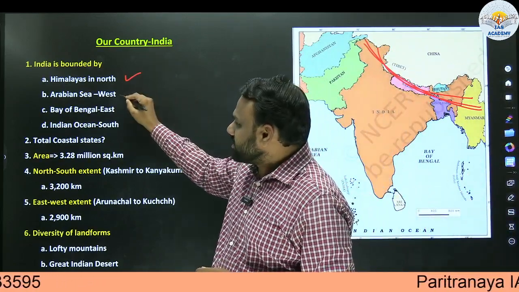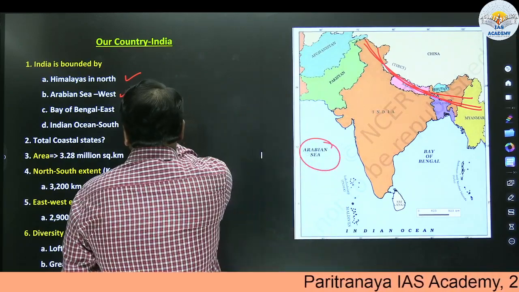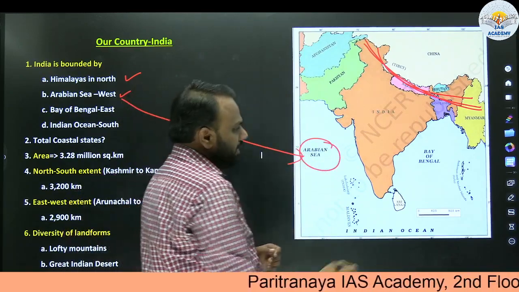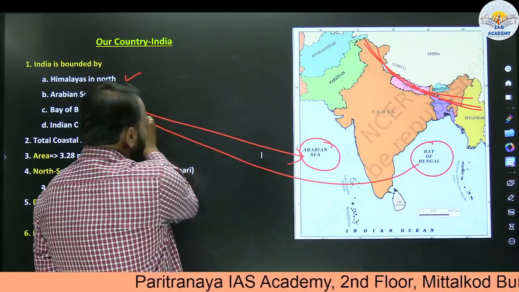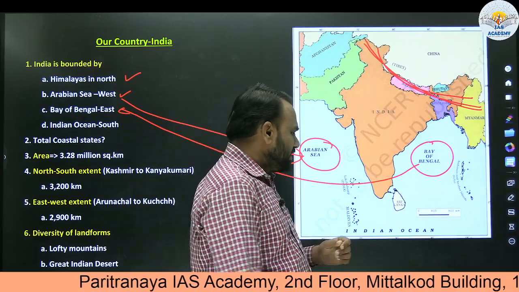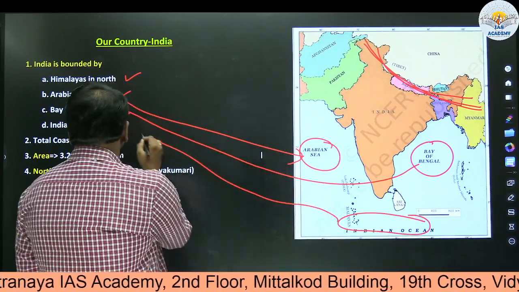Next, in the west we have the Arabian Sea. In the east of India we have the Bay of Bengal. Similarly, to the south of India we have the Indian Ocean.